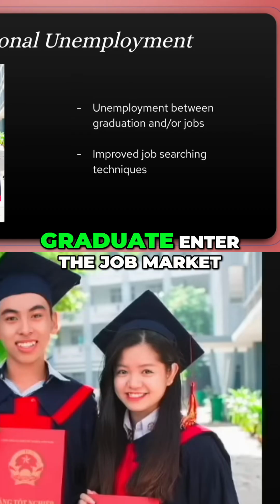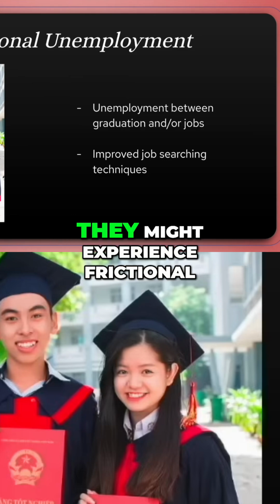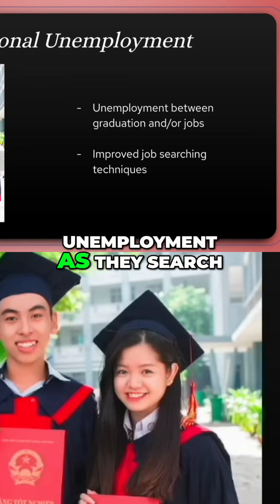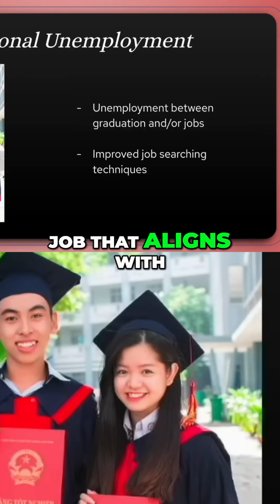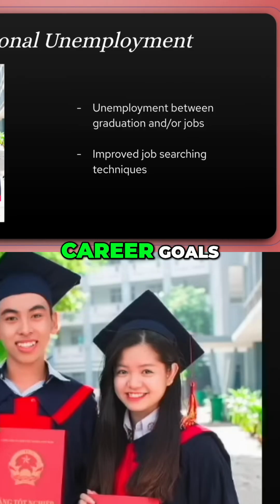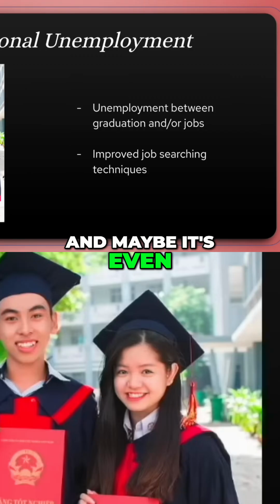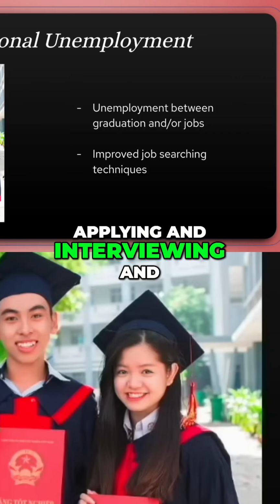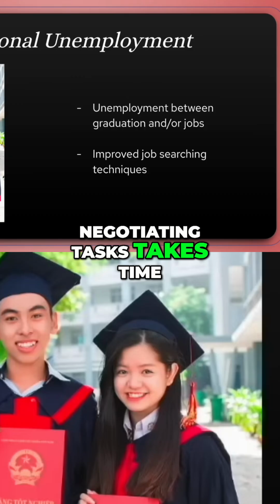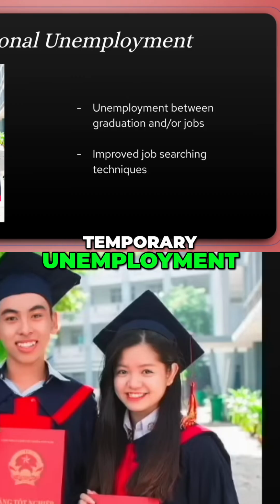Imagine a recent college graduate entering the job market. They might experience frictional unemployment as they search for their first full-time position. During this time, they're looking for a job that aligns with their skills, interests, career goals, pay, and maybe it's even close to their house. This process of searching and applying and interviewing and negotiating takes time and can result in temporary unemployment, which we refer to as frictional unemployment.